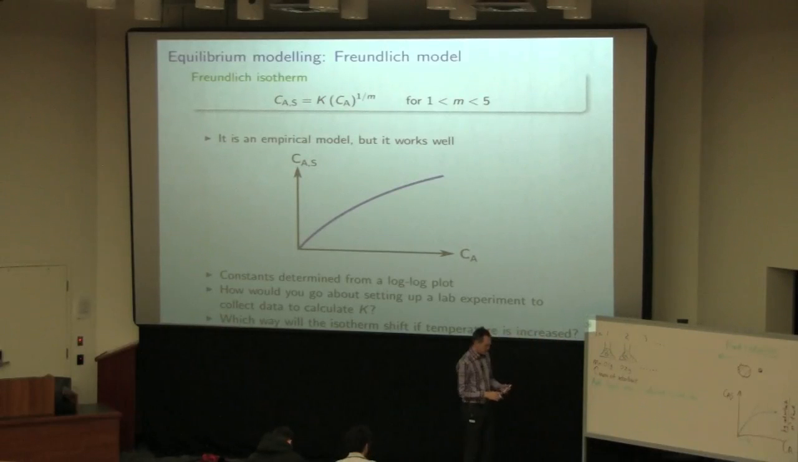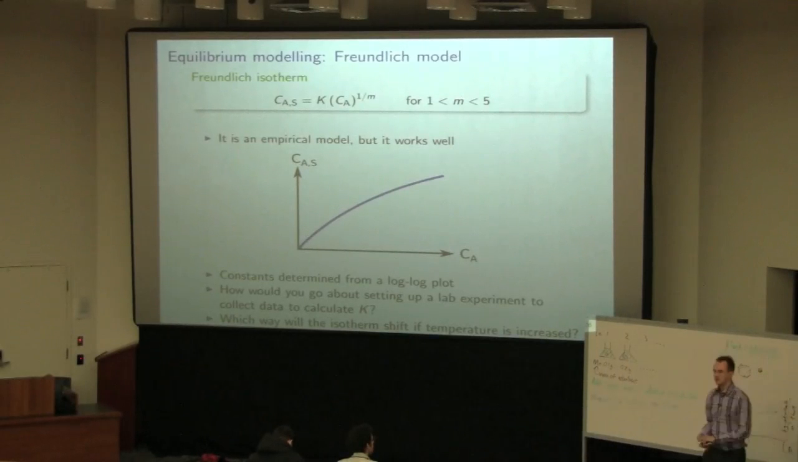Then what I do is I measure the concentration afterwards. So measure CA, the concentration of the adsorbate remaining in the fluid afterwards. CAS is, so I know what I added minus what was remaining in the fluid, and I can then estimate CAS.